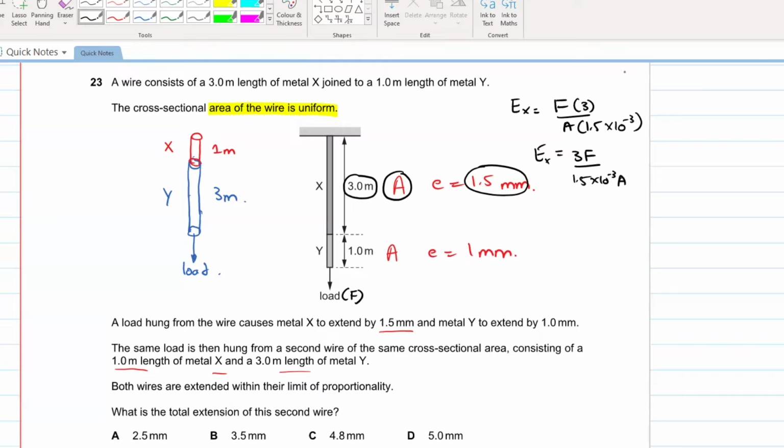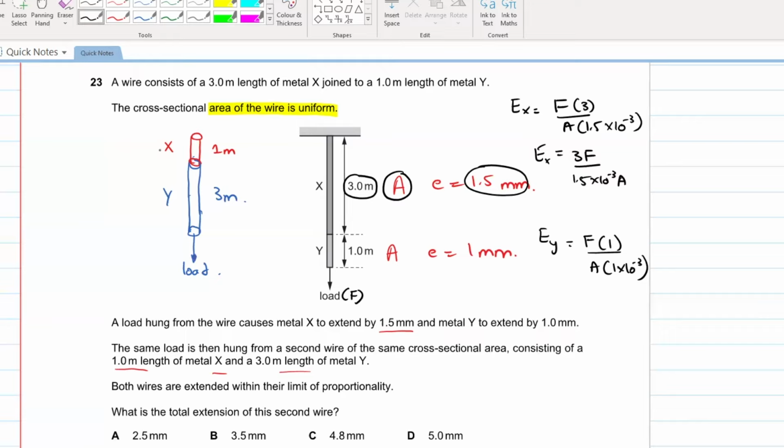Let's calculate the Young's modulus of Y. The Young's modulus of Y is what? F into length, that is 1, over area A into 1 into 10 raised to the power of minus 3. Now you have the Young's modulus for both of them.